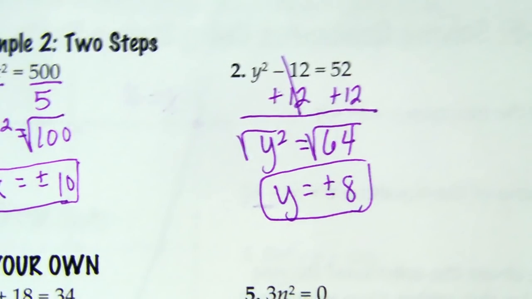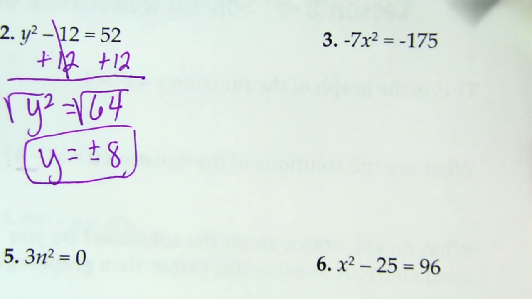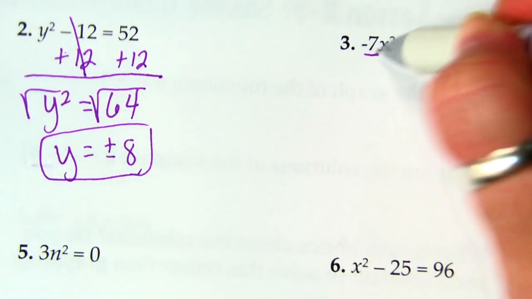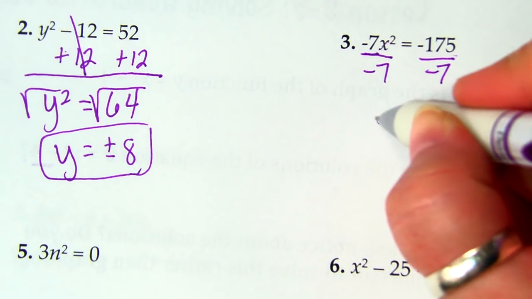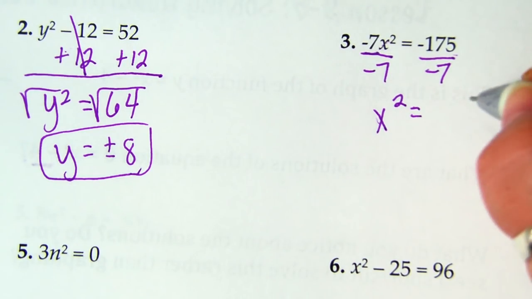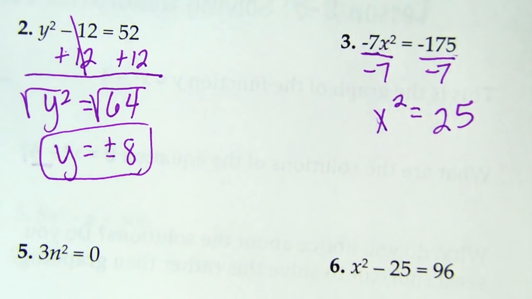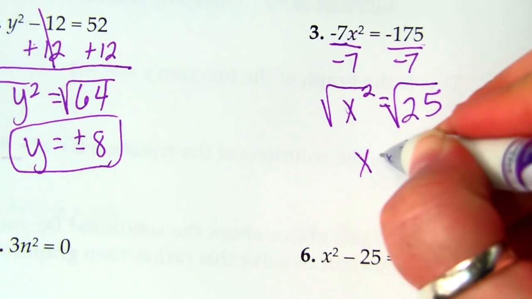Number 3, to get rid of that -7, since it's attached, we're going to have to divide on both sides by -7. So x squared equals 25. Take the square root of each side. So x is positive and negative 5.